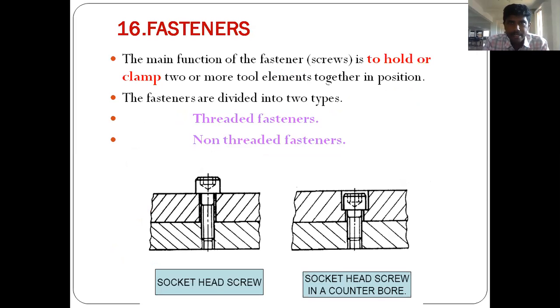Next is fasteners. As we all know, fasteners are screws. They hold or clamp two elements in position. They may be threaded fasteners and they may be non-threaded fasteners. You can see in the diagram how it is fitted and assembled with the help of screws, one with counter boring, where we make a counter bore and then place the screw.